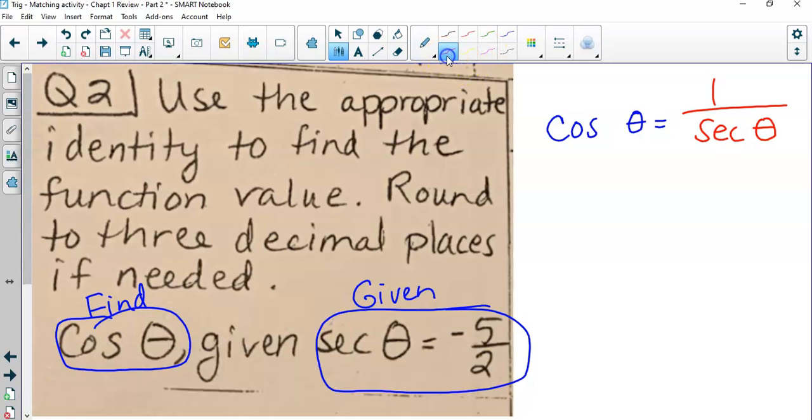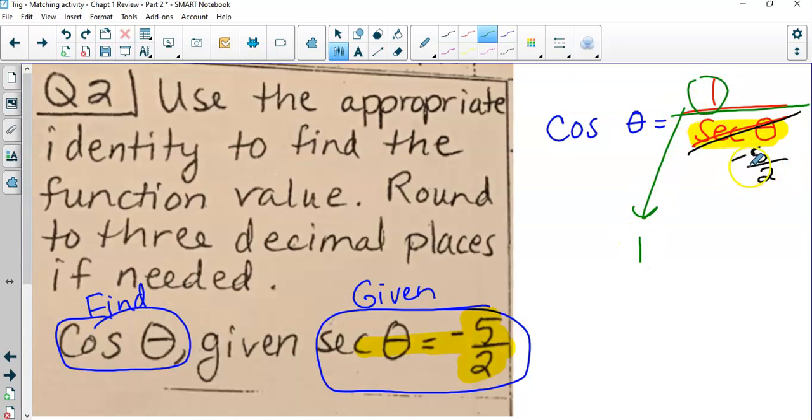These are the questions where I take the given information, secant of theta equals negative 5 over 2, and I'm going to plug that in, this negative 5 over 2, in place of the secant. So I took out the secant, and I'm going to put in the negative 5 over 2. This is one of those questions where you're taking a number and trying to divide by a fraction. So you're going to keep the top and flip the bottom. You're multiplying by the reciprocal. Keep the top, flip the denominator at the bottom. So instead of negative 5 over 2, it's negative 2 over 5. And instead of dividing, I'm going to multiply by that reciprocal.